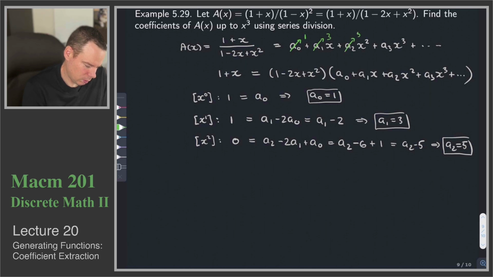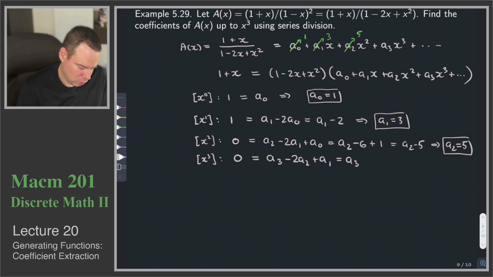And so we got the next one. That's 5. And we can continue on. Maybe I'll do the cube term as well. So the coefficient is 0 on the left-hand side. On the right-hand side, it's going to be a3 minus 2a2 plus a1.